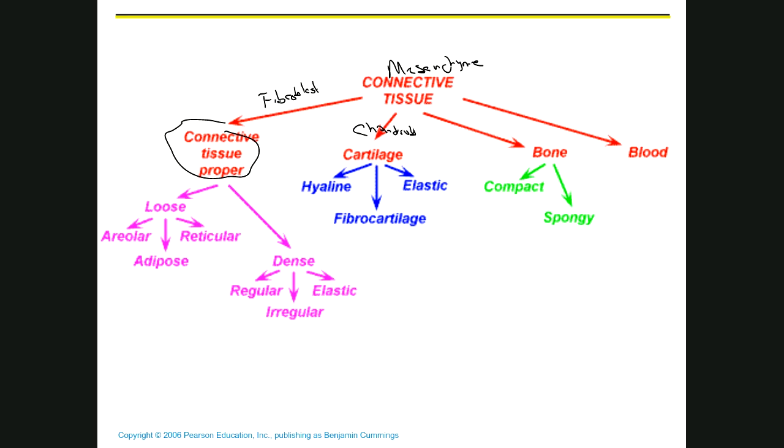It can become bone. What's the cell it's going to be if it becomes bone? Anybody know? What's the prefix for bone? Osteo. So it's got to become an osteoblast to become bone. And then this is called the hemocytoblast.